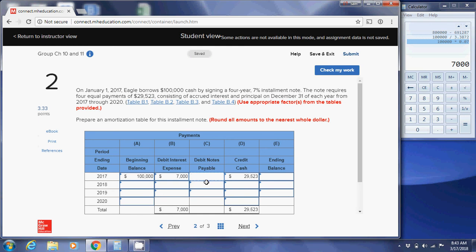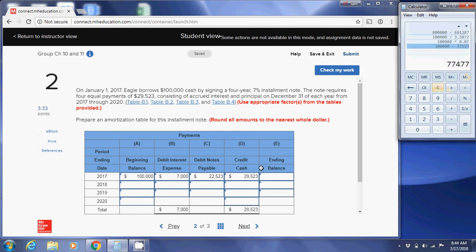So I'm going to reduce the balance of the note by $22,523. Simply, this field is whatever we're paying minus the interest expense. So $29,523 minus $7,000, and that should now leave us an ending balance, $100,000 minus $22,523. So let's clear this out. And 100,000 minus 22,523 gives us a balance of 77,477.